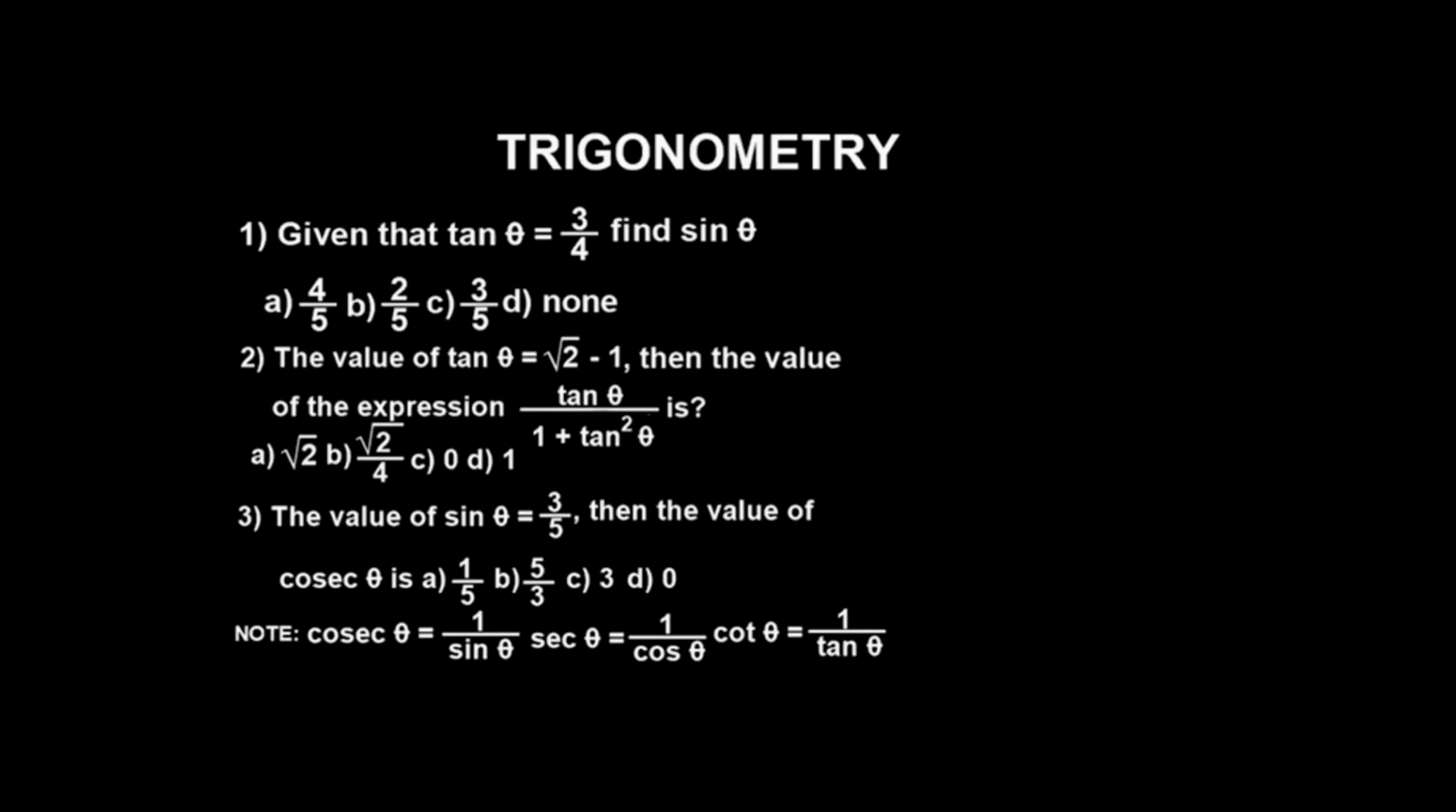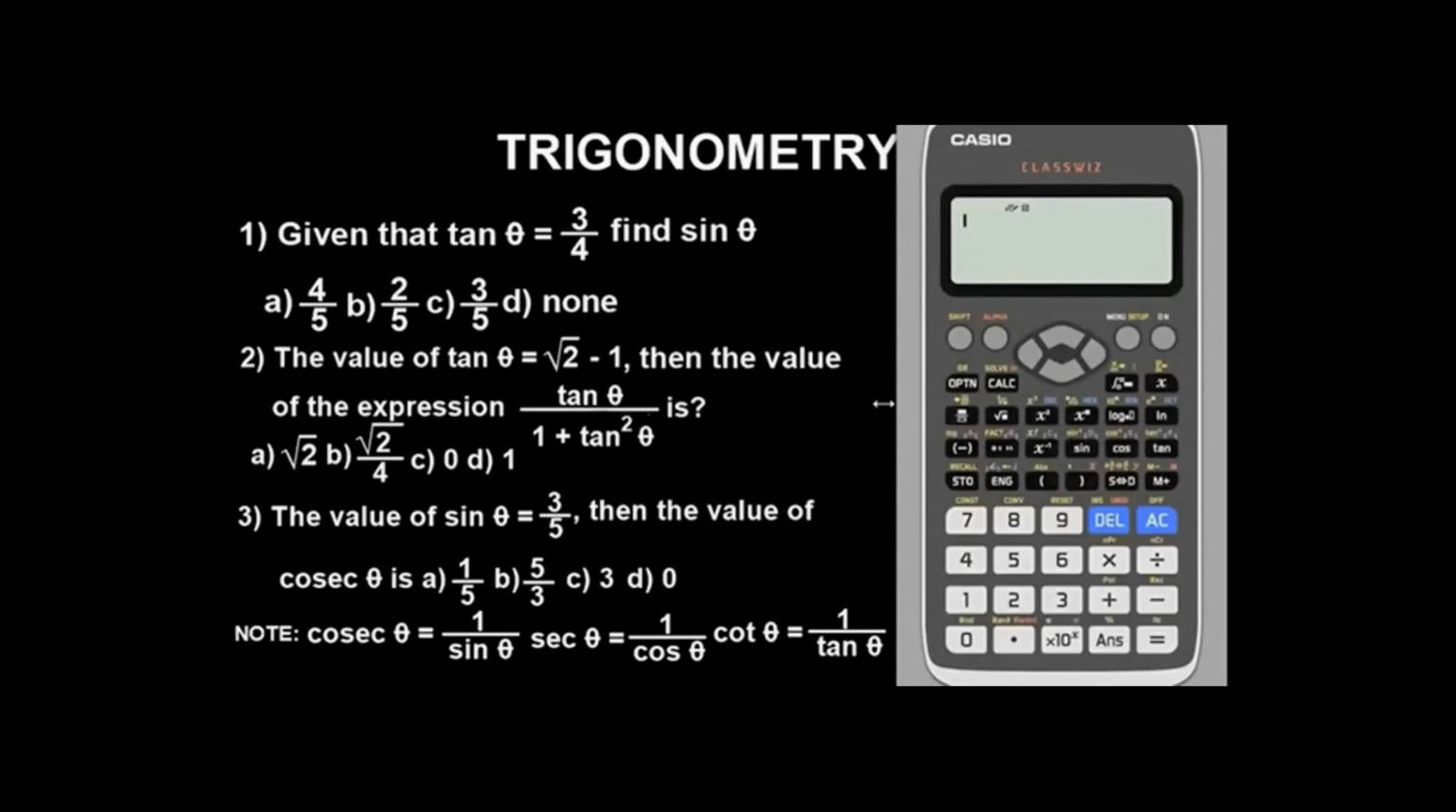Before we bring the Casio calculator out, let's look at the questions I have here and check what we are asked to find, and then bring the calculator and begin to solve them one after the other. Question 1 says, given that tan theta equals this, find sin theta. These are the options. Question 2, the value of tan theta equals root 2 minus 1. Again, the value of the expression is what? Question 3 says the value of sin theta equals 3/5, then the value of cosec theta is what? Very, very simple, guys. So now let's get the Casio calculator and go into the details of this video.